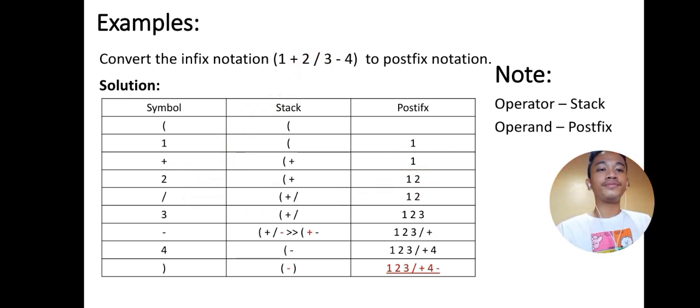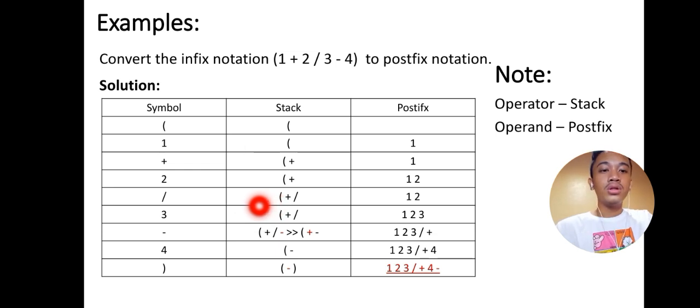Next, we have the division symbol. Since the division symbol is an operator, we need to input it in the stack section. Next, we have 3. 3 is an operand, so we need to input it in the postfix section. And the minus sign, or minus symbol, is an operator, so we need to input it in the stack section. As you can see, I highlighted it here red. It is because it is wrong.